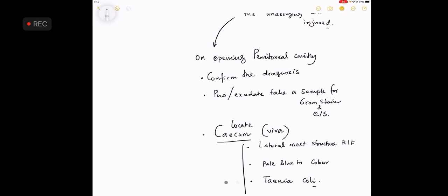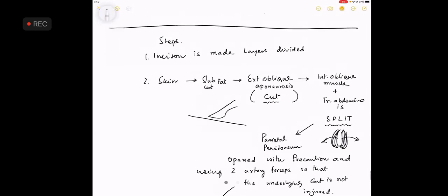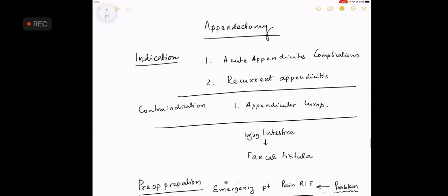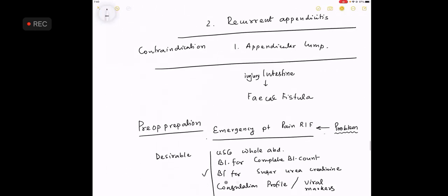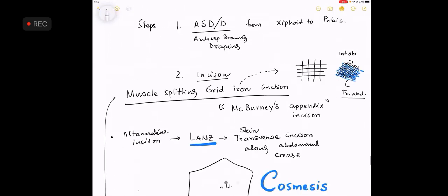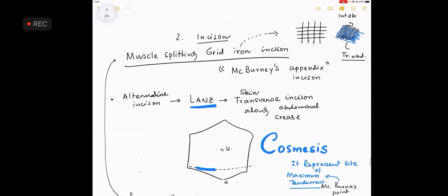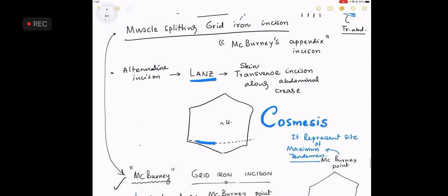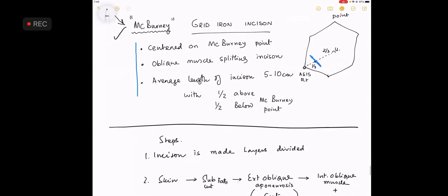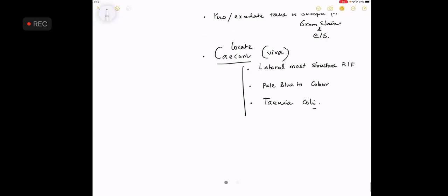If you have completed writing, then we'll proceed. Done, sir. Done? Chalo. If someone wants to see up till this point, we have started with appendicectomy, indication, contraindication, preoperative preparation, anesthesia, antiseptic dressing, and then we talked about incision. Okay? Right. So, can I proceed now up till this point? After the cecum is located?